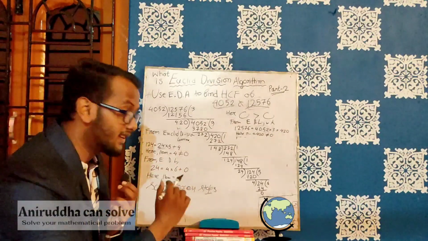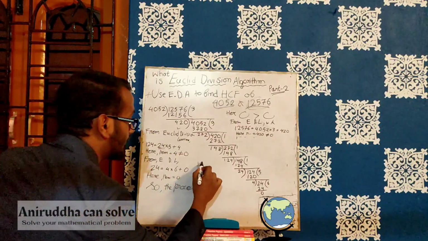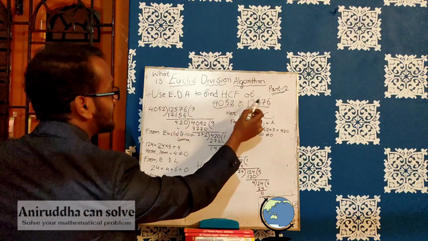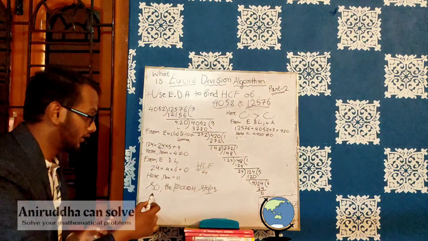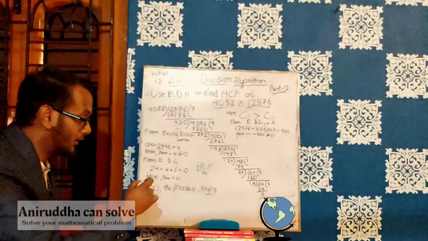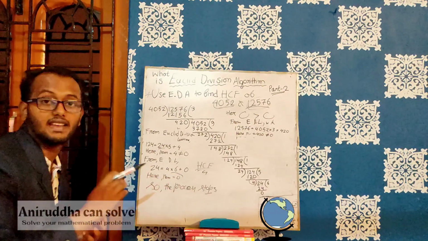Okay, so after writing this, the process stops, then you will write HCF of this and this is equal to 4. So you have to write this, so the process stops. By showing remainder is equal to 0, the process stops. So yeah, these two lines are the most important lines of this problem.